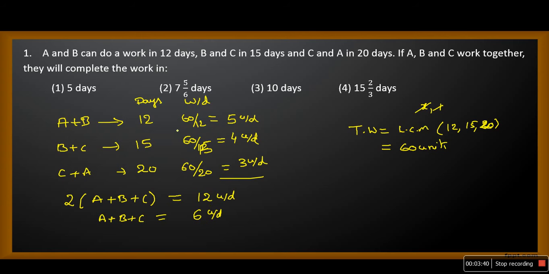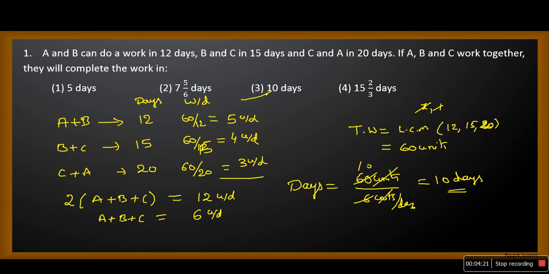Now what is the question asking us to find? If A, B and C work together, they will complete the work in how many days? So we have to find the days. Number of days required is equivalent to total work divided by work per day. What is the total work? 60 units, by A, B and C together doing how many units per day? 6 units per day. Units and units will cancel. 6 ones are 6, 6 tens are 60, so you will get 10 days. If all 3 work together, they can complete the work in 10 days. So the answer is option 3.